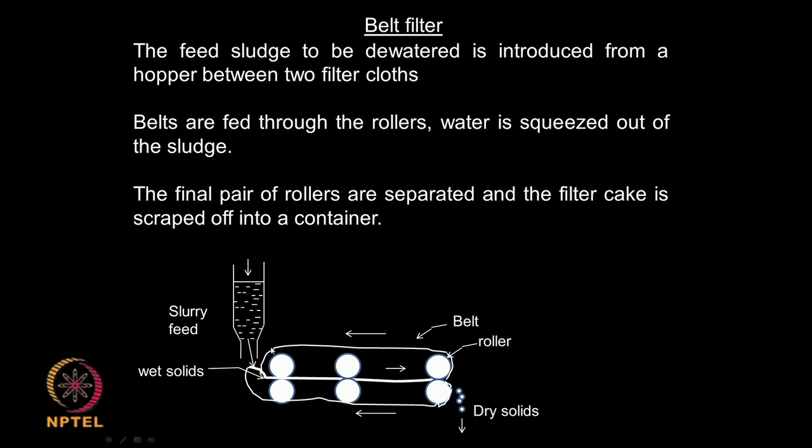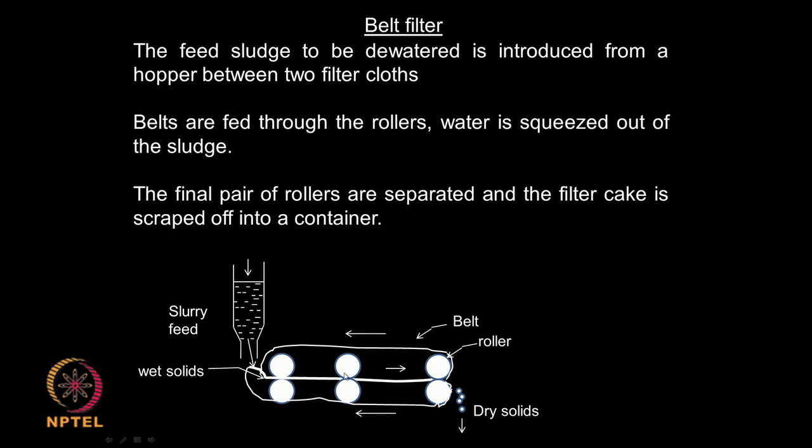Then you have this belt filter. What happens is, this is a long belt, this can be hundreds of feet long, and the feed slurry is charged here, okay, the feed slurry is charged here, and then it moves along between two rollers. Okay.